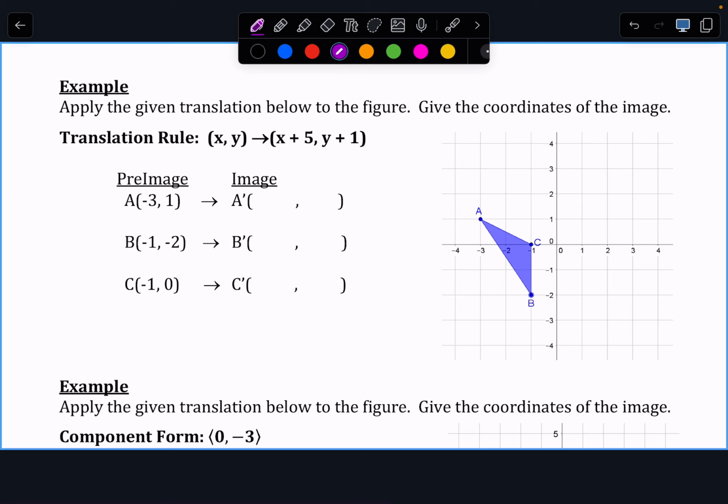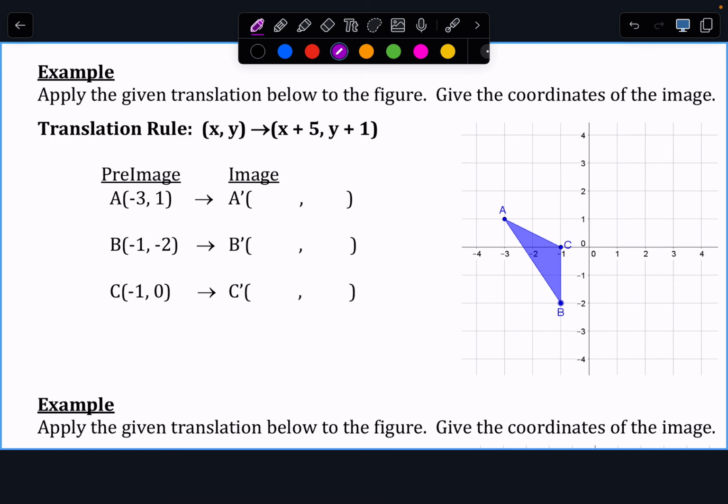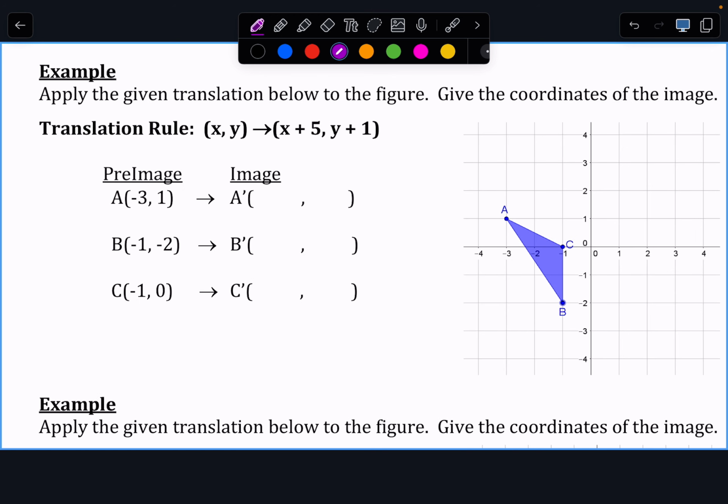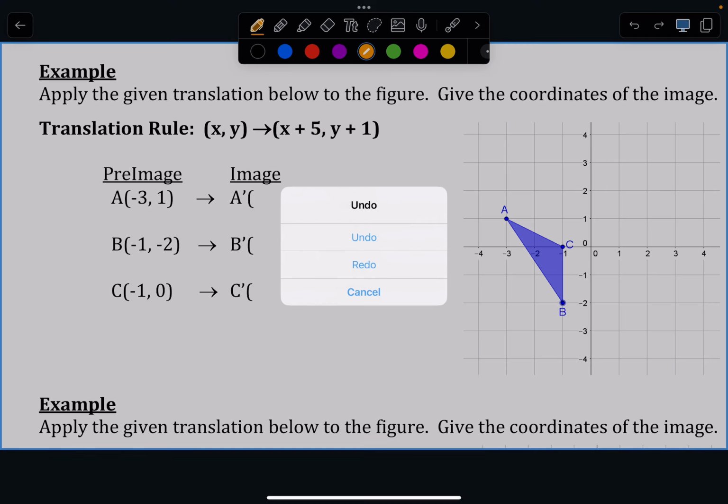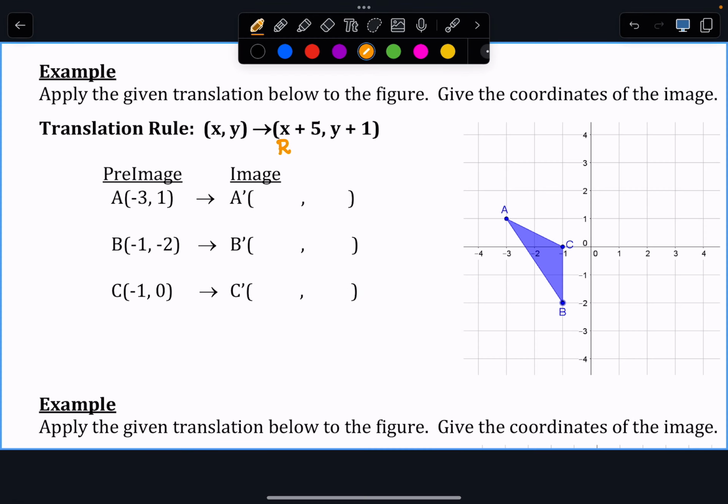Okay, here we go. In this example, do you see my triangle? Do you see how I even have these points named over here in my pre-image? Help me out. This x plus 5, where are we going 5? We're going right. This means right 5. And this means up 1.